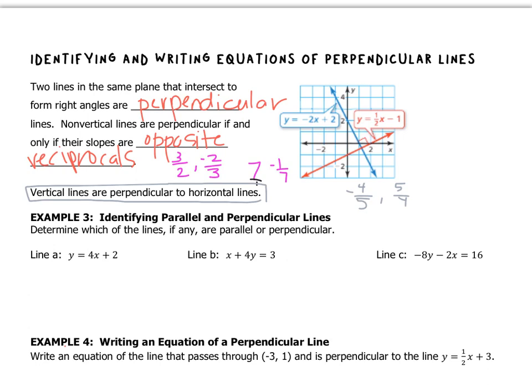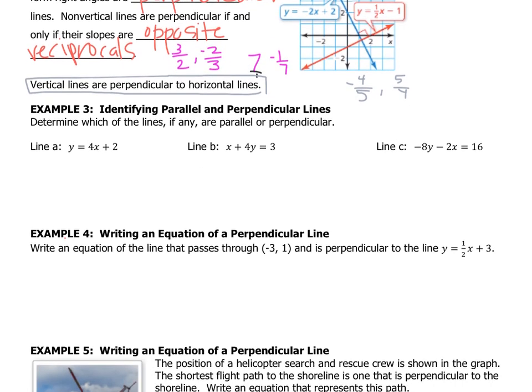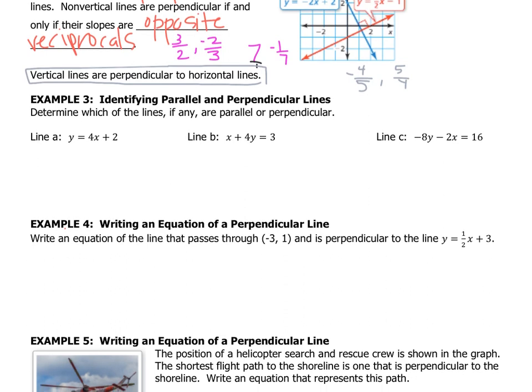In example 3, they want us to just tell which they are: parallel, perpendicular, or they might not be anything. But in order to do that, we have to easily identify the slopes. So I can easily identify that line A has a slope of 4. But I can't easily identify the other ones because they're not written in slope-intercept form. So what I'd like you to do is pause the video and get lines B and C to have the y by itself, so that way they are in slope-intercept form.